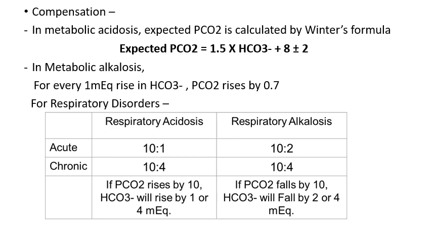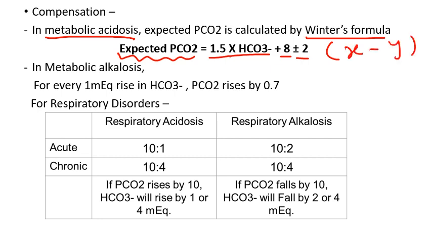If the primary disorder is metabolic acidosis, we have something called Winter's formula, in which we calculate the expected value of PCO2 as 1.5 times bicarb plus 8, plus or minus 2. This plus or minus 2 is there as the formula gives us a range of expected PCO2. In metabolic alkalosis, the bicarb concentration increases. So for every 1 milliequivalent rise in bicarb concentration, PCO2 should rise by 0.7 millimeters of mercury.